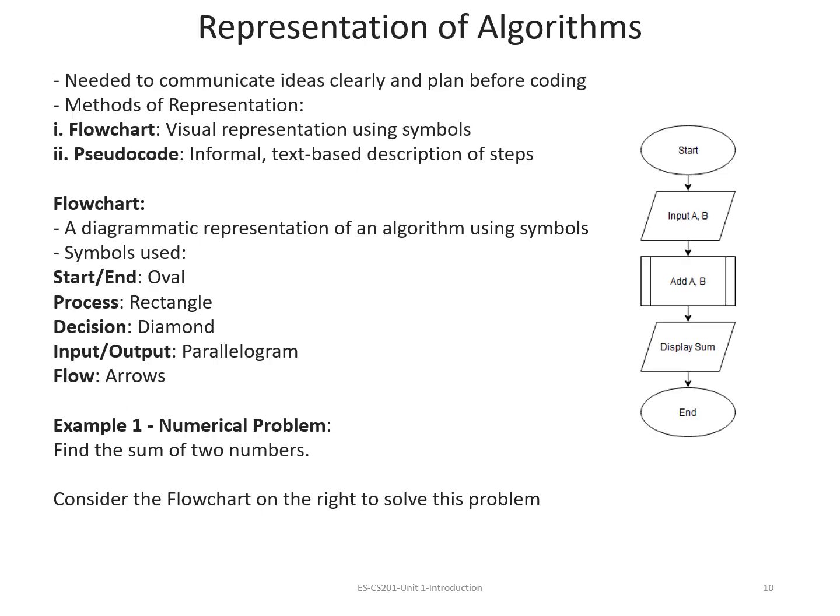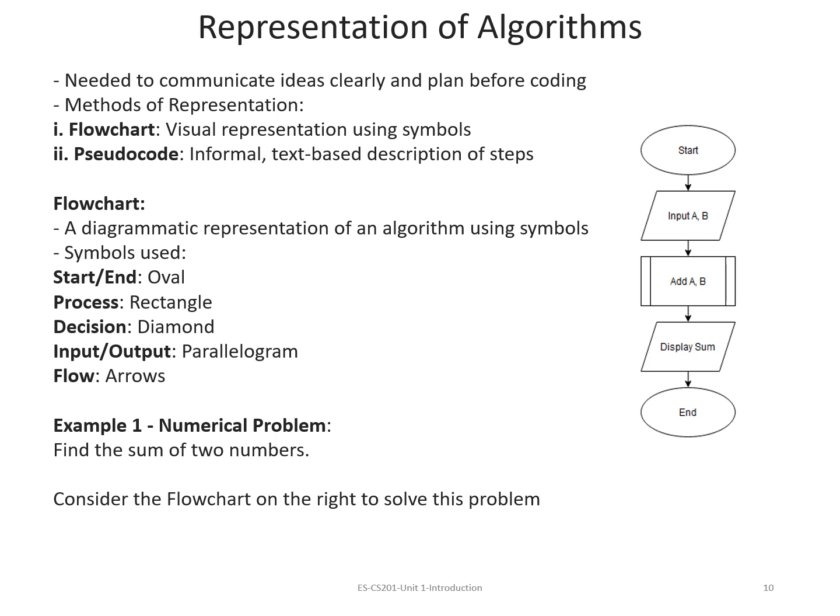Why do you need to represent an algorithm? It is needed to communicate ideas clearly and plan before coding. Methods of representation. 1. Flowchart is a visual representation using symbols. 2. Pseudocode is an informal, text-based description of steps.